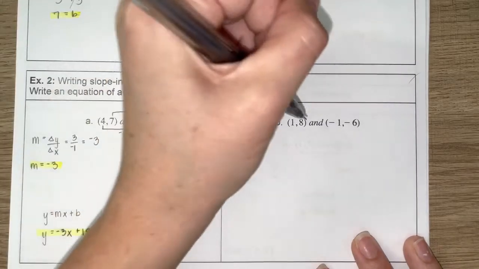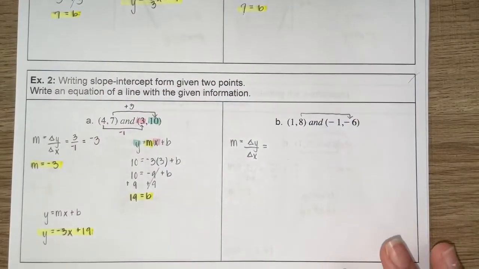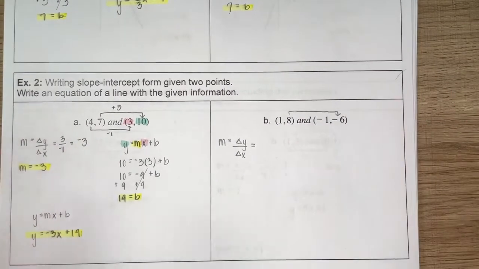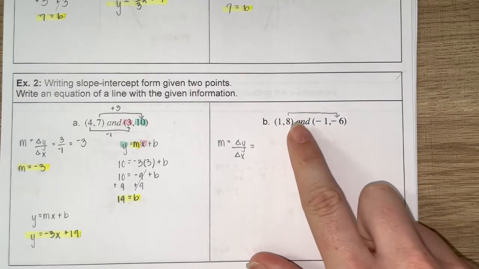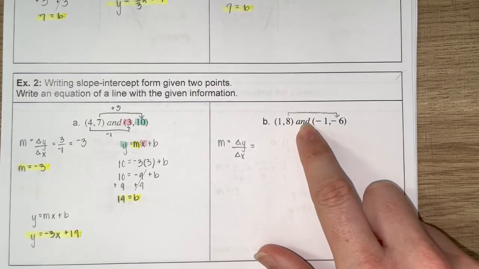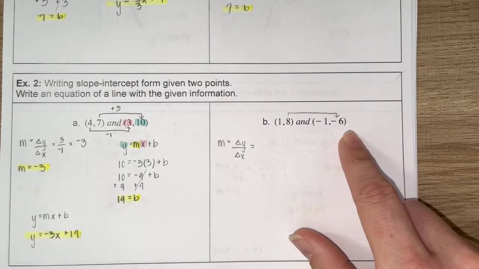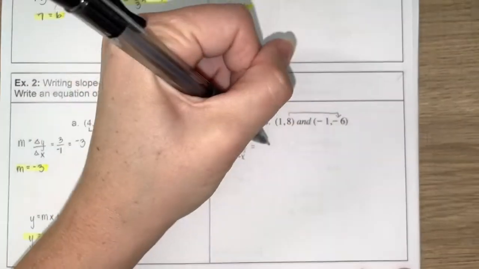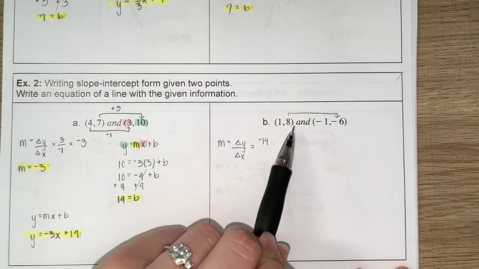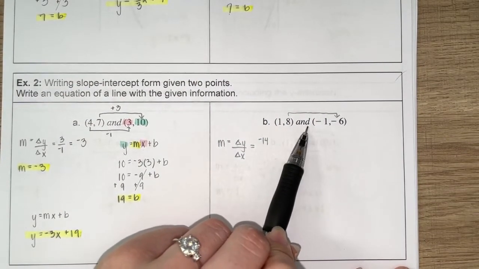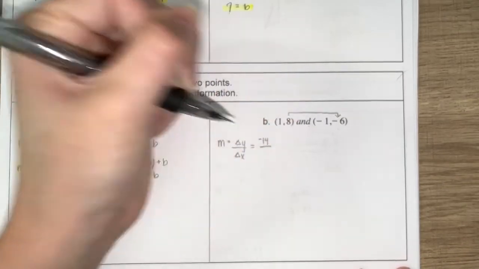So the change in y from 8 to negative 6. So I know it's tricky when we're going from a positive to a negative or a negative to a positive, but think I have to go down 8 to get to 0, and then I'll have to go down another 6 to get to negative 6. So all together, I'm going down 14. So one more time, I'm going down 8 to get to 0, and then down another 6 to get to negative 6. So I'm going down 14.